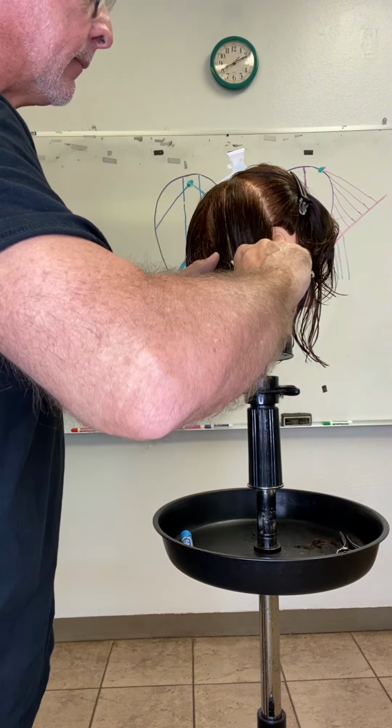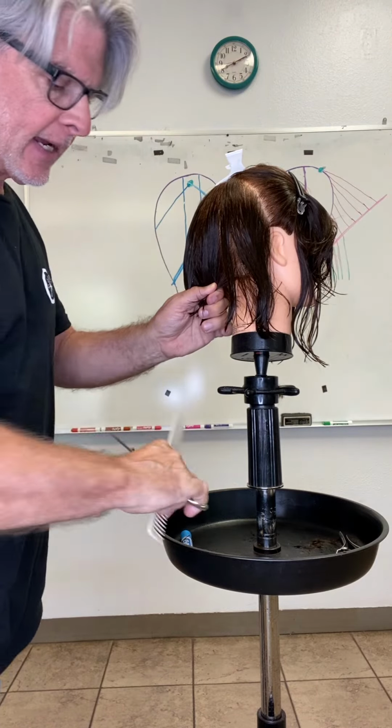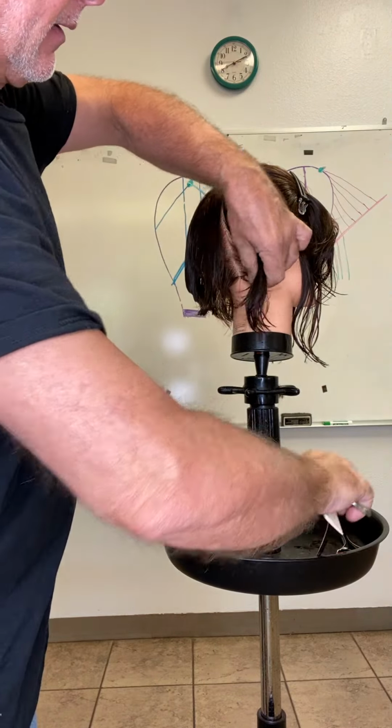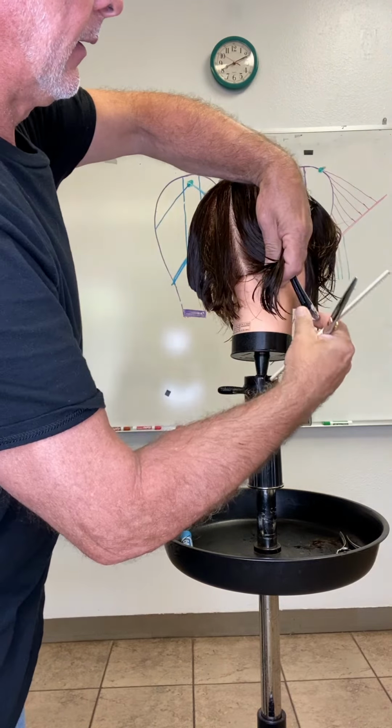Diagonal parting. This will be over directed to our stationary guide in the back. Get this out of the way where you can see it. There we go.